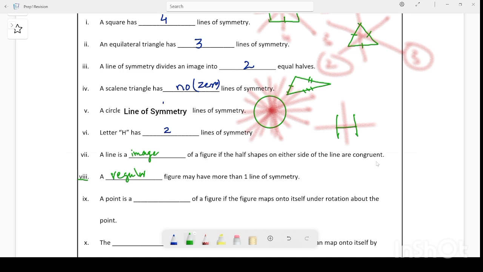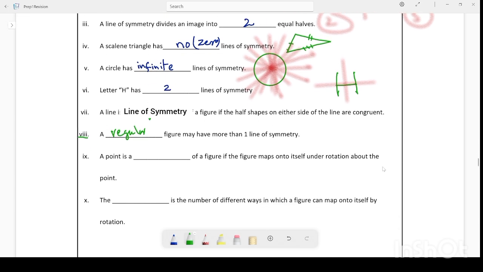Okay, so now the ninth point is a point is a dash of a figure if the figure maps onto itself upon rotation about the point.